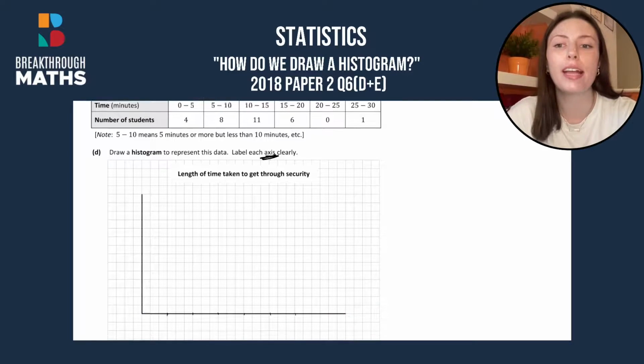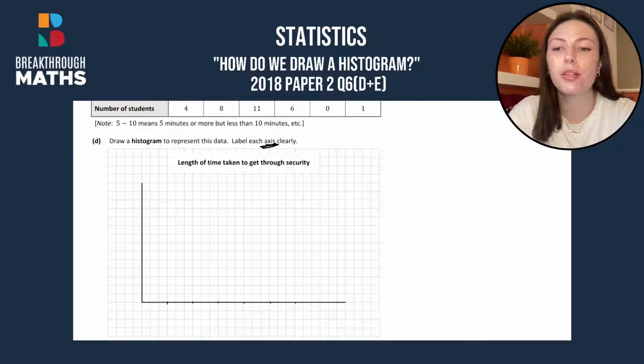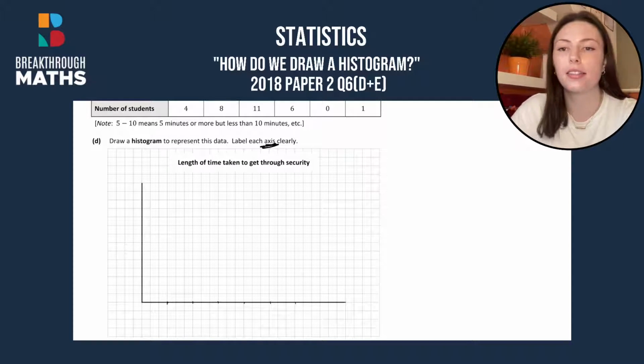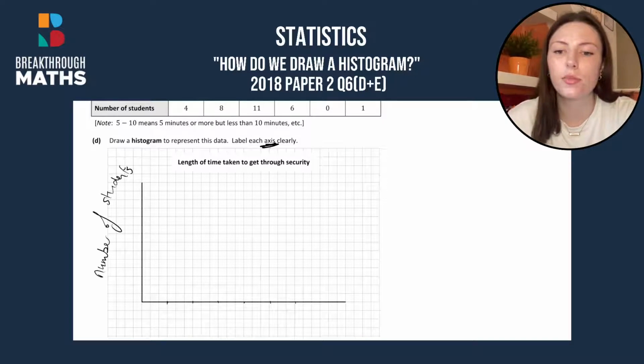So if we're drawing a histogram from a frequency table like this, what we are going to be doing is always putting the frequency along the y-axis. So here we're going to have the number of students. And on the x-axis, we have time in minutes.